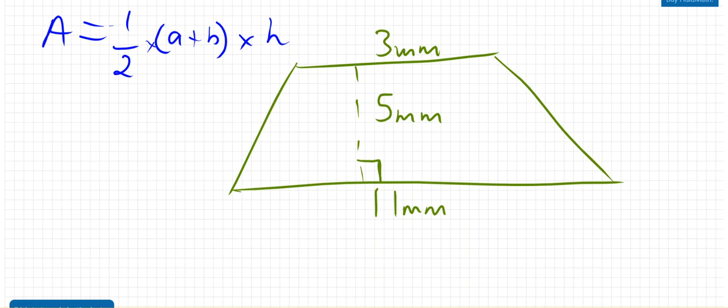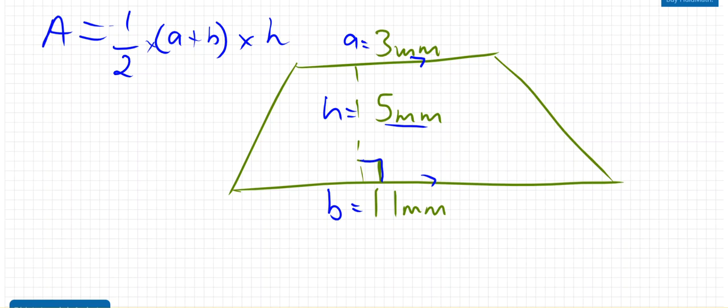So A and B are the 2 parallel lines, so the ones that are on top and bottom in this case. So I can say A is going to be my 3, B can be my 11. And it doesn't really matter which one's which. Now, H is height. Height has to be at a 90-degree angle. So here's 90 degrees with the base. Okay, so that's my height of 5 millimeters. So H can equal 5. Always do that first so you know which variable is which.